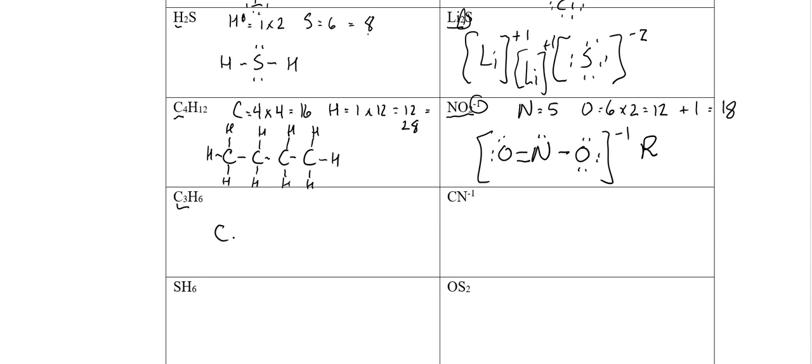Carbon chain. I have 3 carbons, 4 each. It's 12. Hydrogen is 1 times 6 is 6. 18. So 2, 4, 6, 8, 10, 12, 14, 16, 18. Carbon is not happy. So we've run out of electrons, which means we're going to have to double bond.